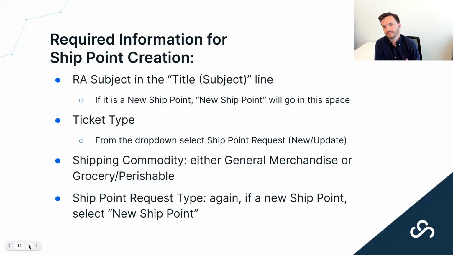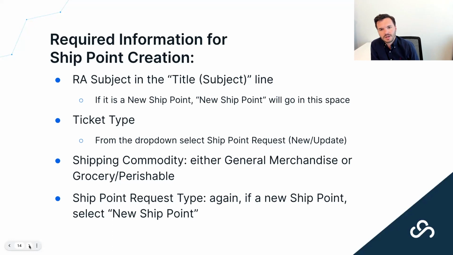There's some more essential information that Walmart needs in order to set all that up. If you're creating a new ship point, that needs to go there in the RA subject line. That's important for Walmart to know. If you're editing an existing ship point, you'll go through a similar process. I think we'll be covering that here in a little bit. So, it is important for Walmart to know whether this ticket type is a new ship point creation or not.